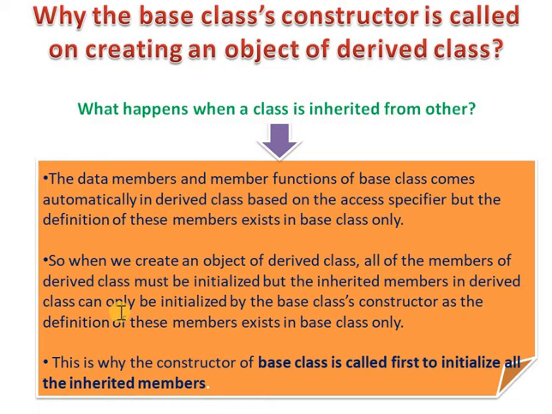class or parent class. This is why the constructor of a base class is called first to initialize all the inherited members. So, the base class constructor is called first for initializing all the inherited members. This is the reason that the base class constructor is called on creating the object of a derived class.